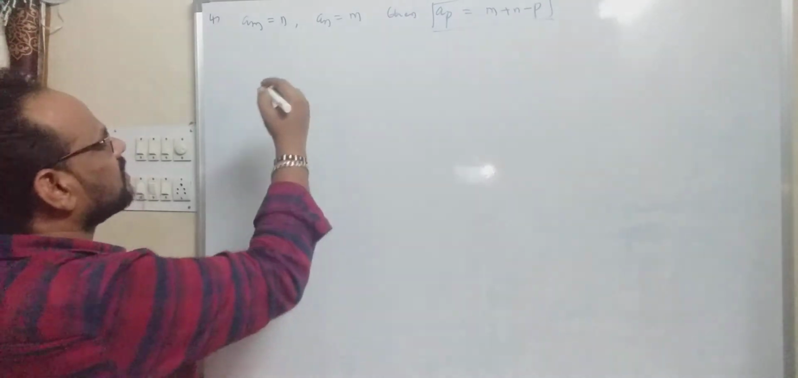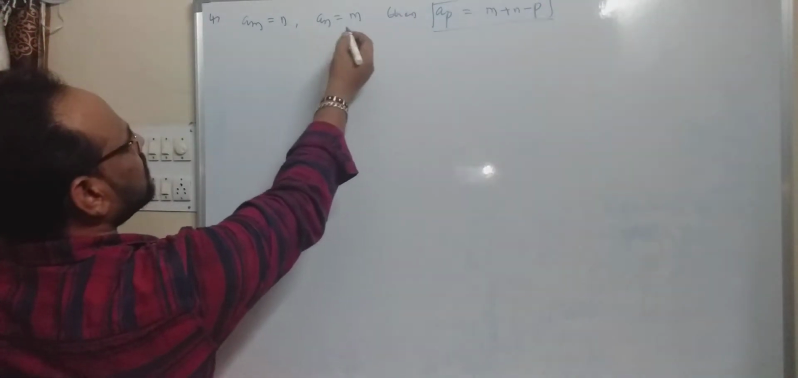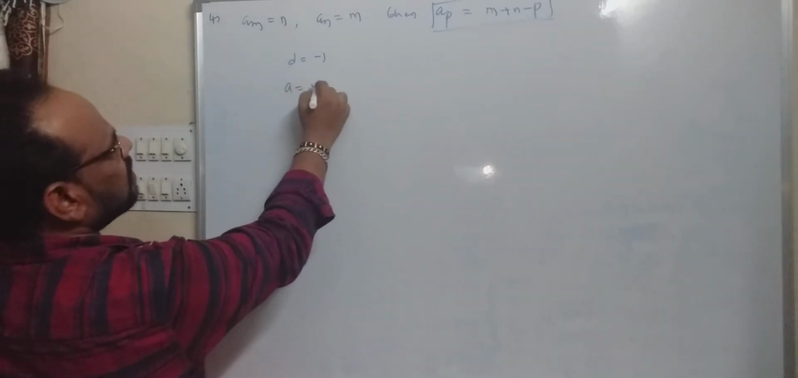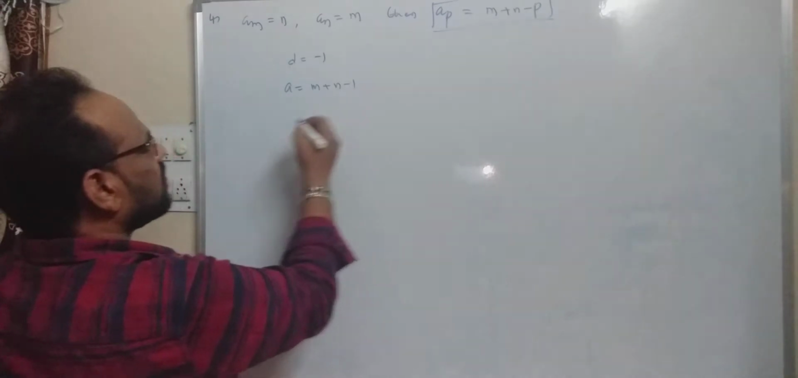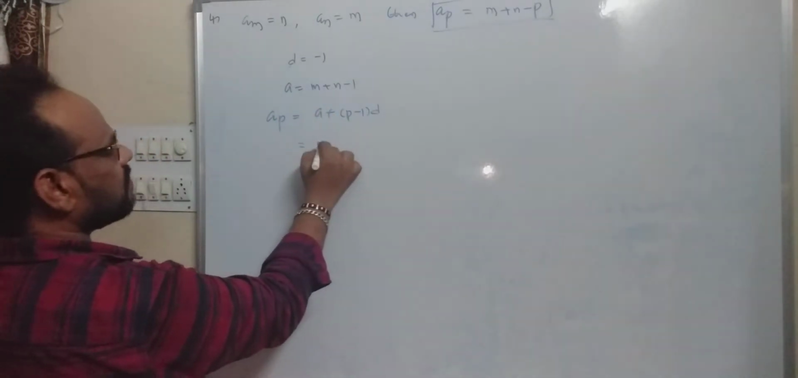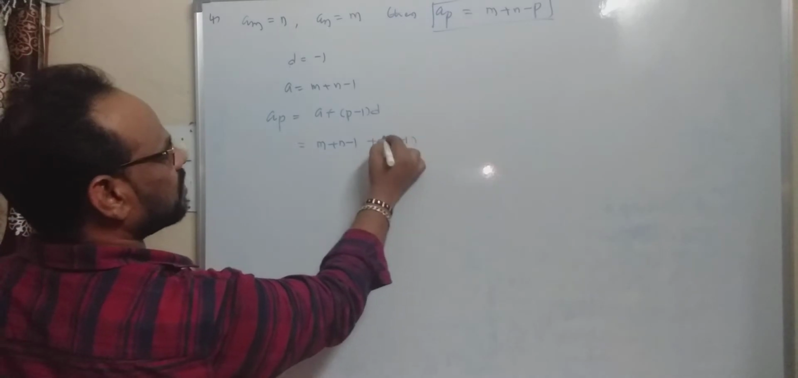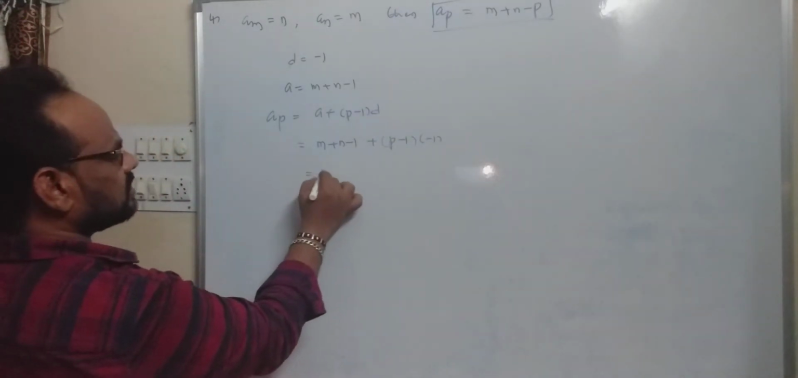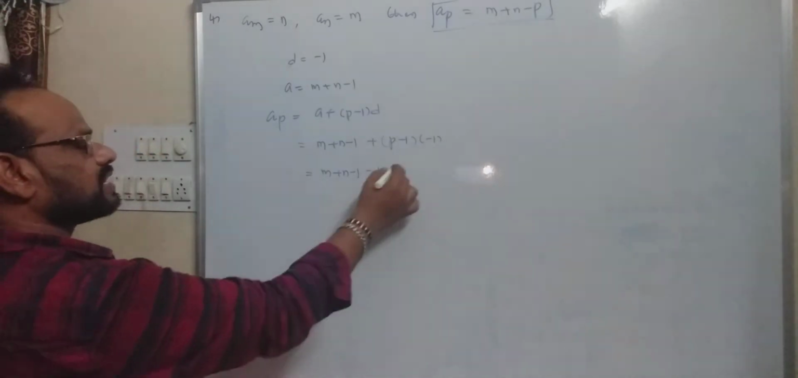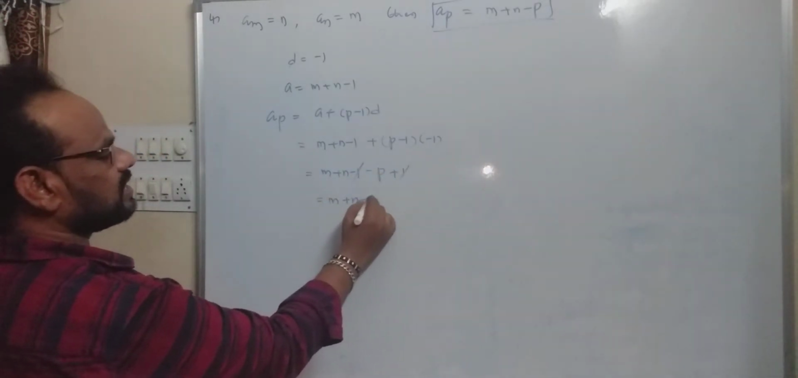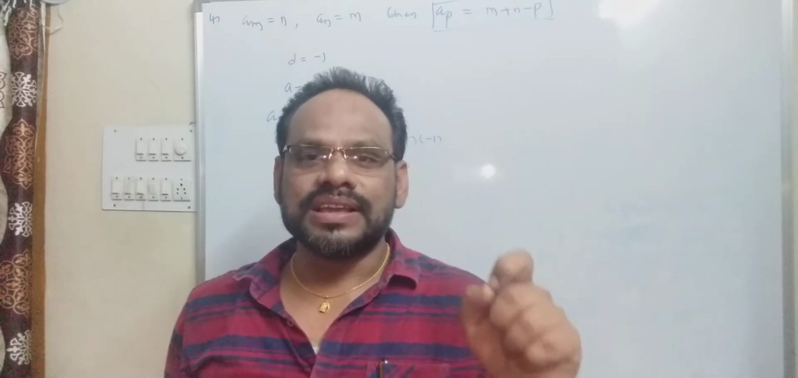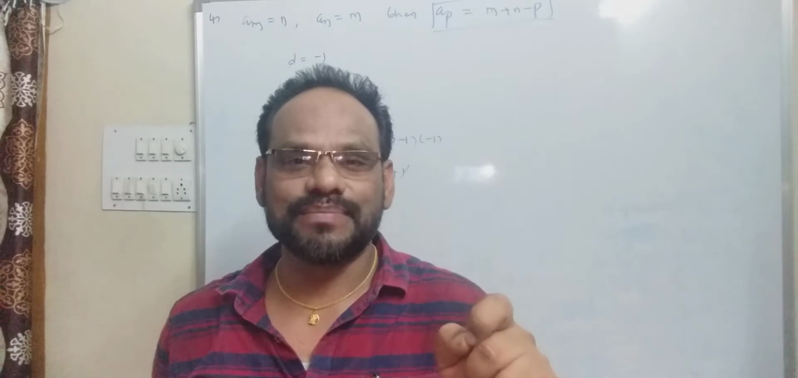How? Already we know that a_m is equal to n and a_n is equal to m. Then the common difference d is equal to minus 1, as we got before, and the a value is m plus n minus 1. We want the pth term. a_p is nothing but a plus (p minus 1) into d. If you substitute the a value m plus n minus 1 plus (p minus 1) into the d value minus 1, that is m plus n minus 1 minus 1 into p, that is minus p, minus 1 into minus 1, that is plus 1. Plus 1 minus 1 gets cancelled, that is m plus n minus p. So if the mth term of an arithmetic progression is n and its nth term is m, then its pth term is always m plus n minus p.